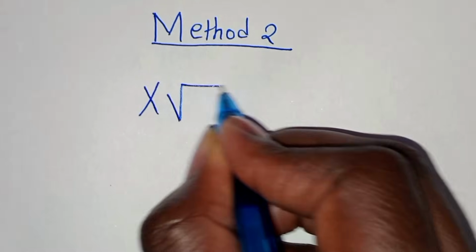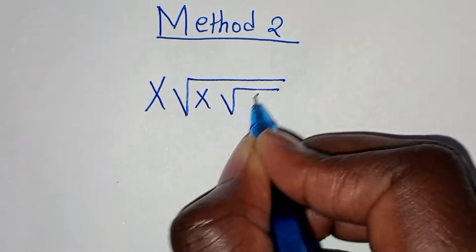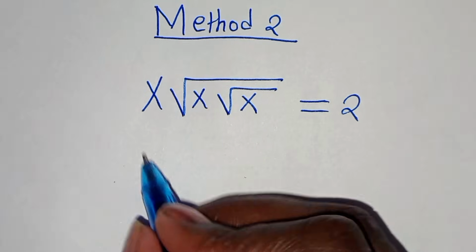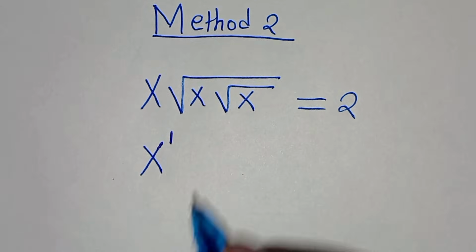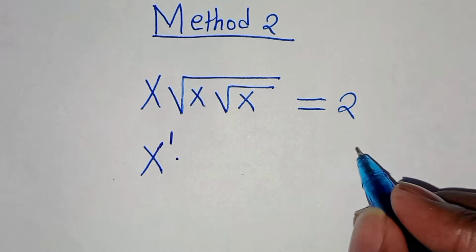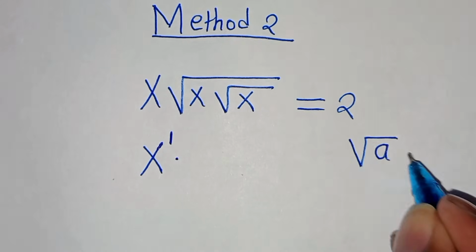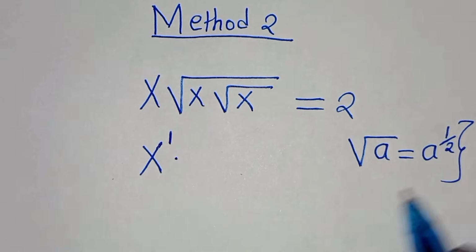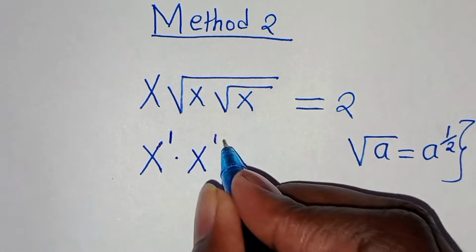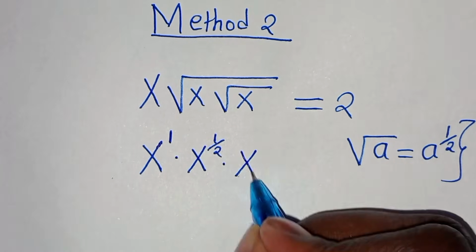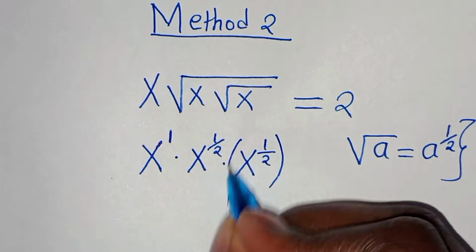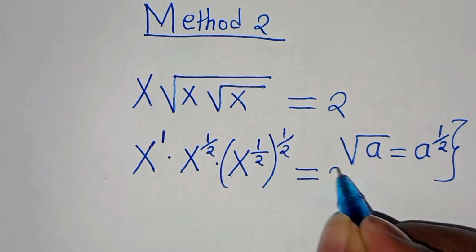Now, applying method 2, we have x multiplied by square root of x multiplied by square root of x. This is equal to 2. Now, this is x, remember, this is x raised to the power of 1 times the square root of x. Remember, this is in the form of square root of a, which we can express as a to the power of a half. Applying this property, then here we have x raised to the power of a half multiplied by x. Here we have 2 square root signs here, so this is raised to the power of a half, then raised to the power of a half. This is equal to 2.